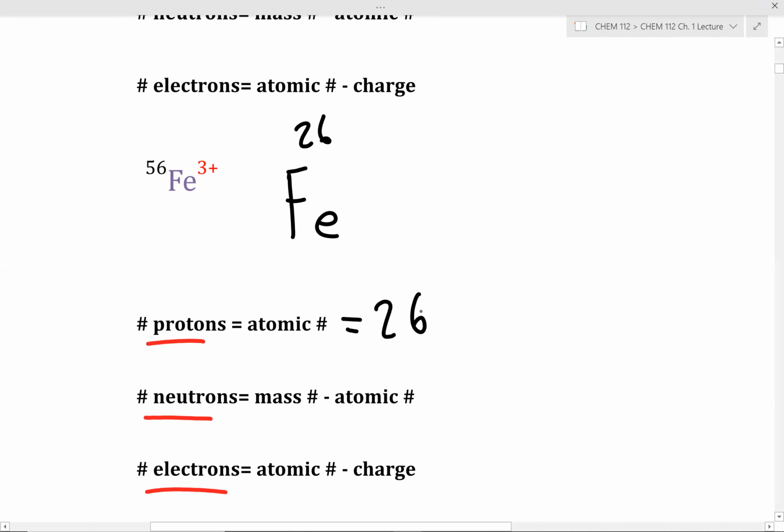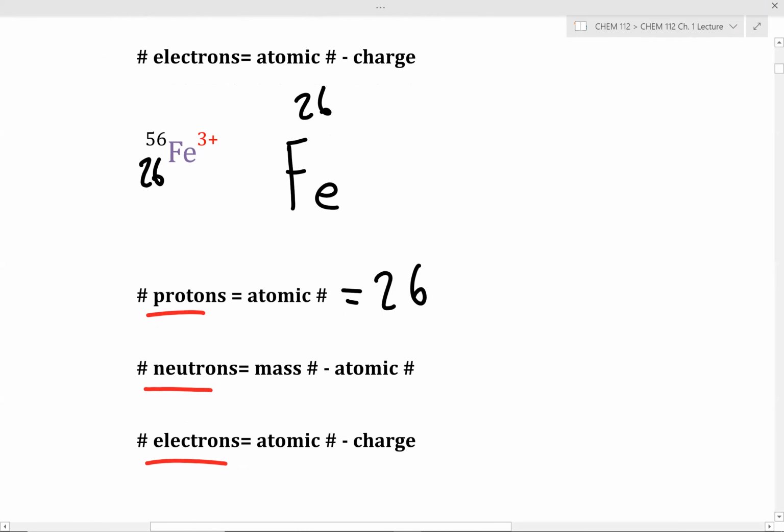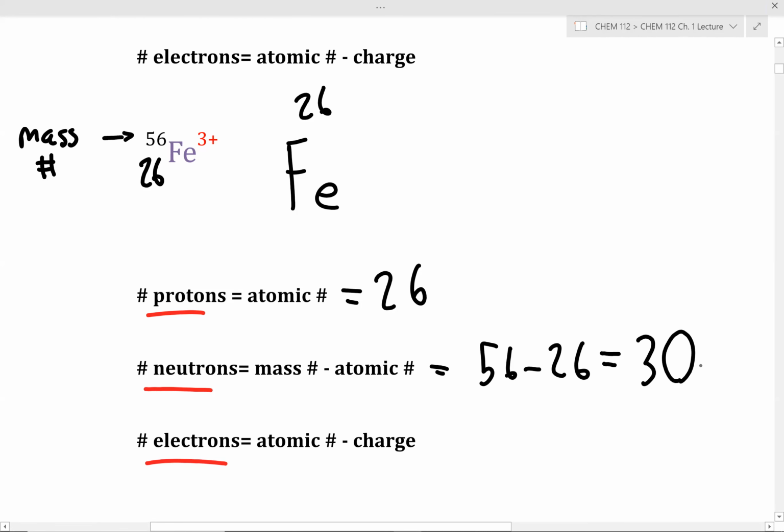From this information, let's fill that in our symbol, 26. We can now calculate the number of neutrons. The number of neutrons is equal to the mass number minus the atomic number. So what is our mass number? Yep, our mass number is right here. In this case, we're going to plug in 56 minus our atomic number, which we figured out was 26. And 56 minus 26 gives us a nice clean number of 30. Does that make sense to everyone?